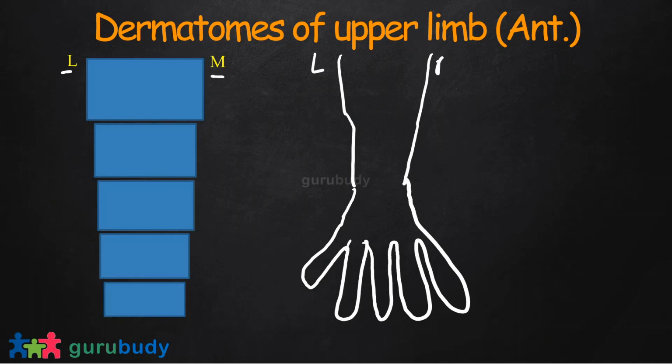So we'll do the same thing here. And this one becomes the thumb and this one becomes the little finger. So we can see that the whole of the upper limb is divided into 5 blocks. It has its purpose because we are going to divide along with this.